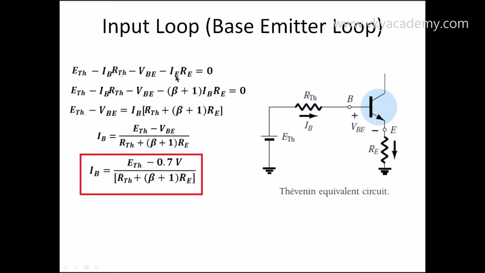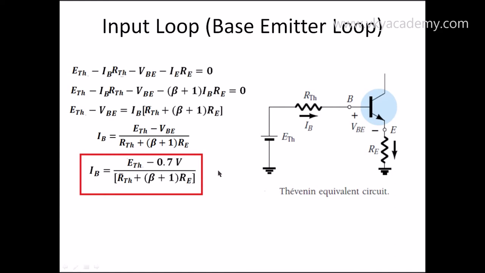Now the IE current can be written as (beta plus 1) IB. So the equation will be ETH minus IB RTh minus VBE minus (beta plus 1) IB RE equal to 0. Now in this whole equation we have one common current, that is IB. So we have taken the voltage source on the LHS side and all the current parts on the RHS side. So ETH minus VBE will be equal to IB times (RTh plus (beta plus 1) RE), and IB will be equal to (ETH minus VBE) by (RTh plus (beta plus 1) RE). And if the transistor is silicon, then it can be written as (ETH minus 0.7 volt) by (RTh plus (beta plus 1) RE).